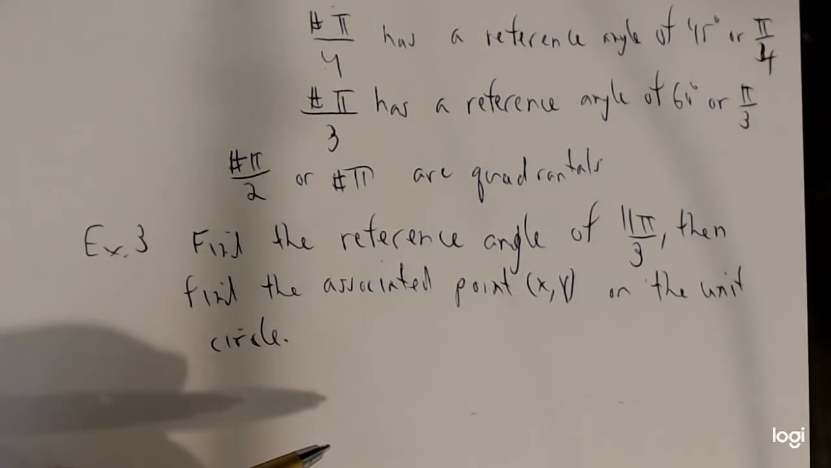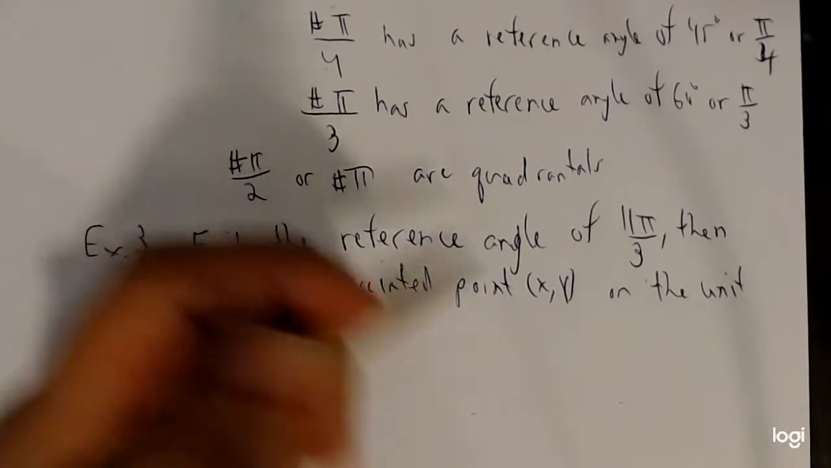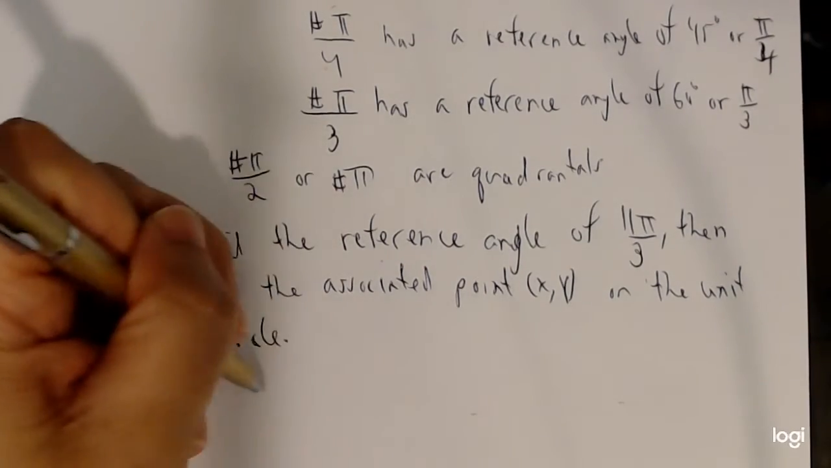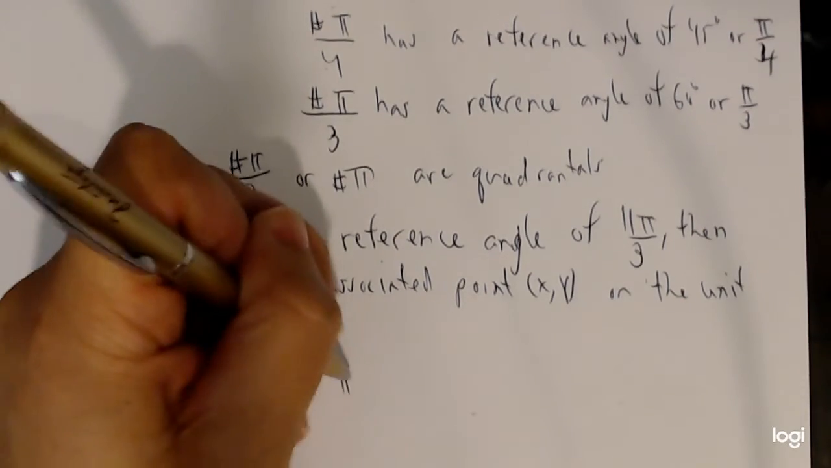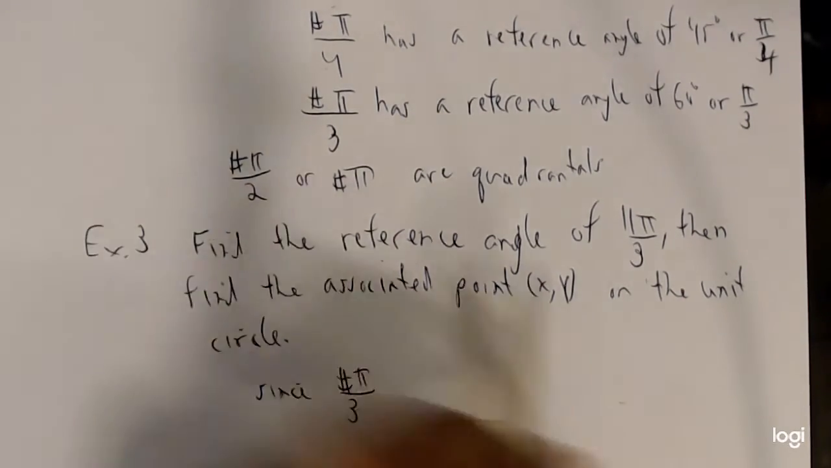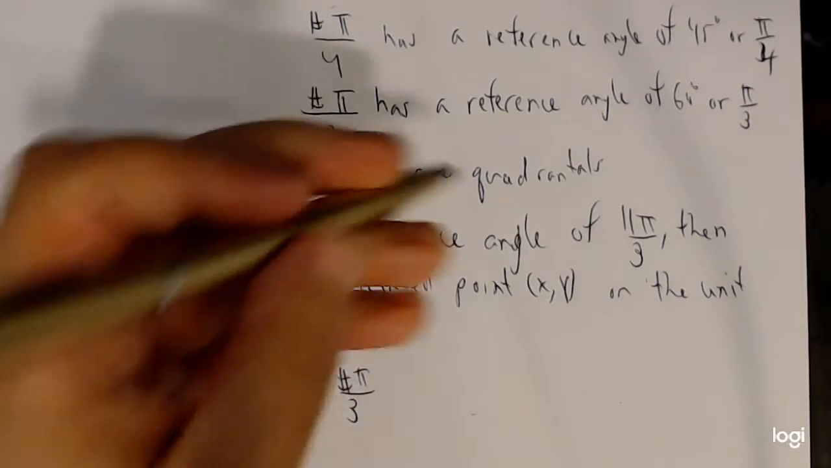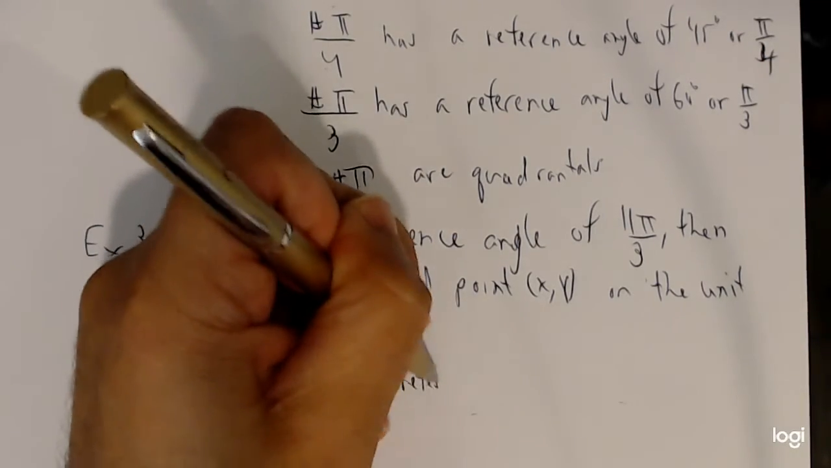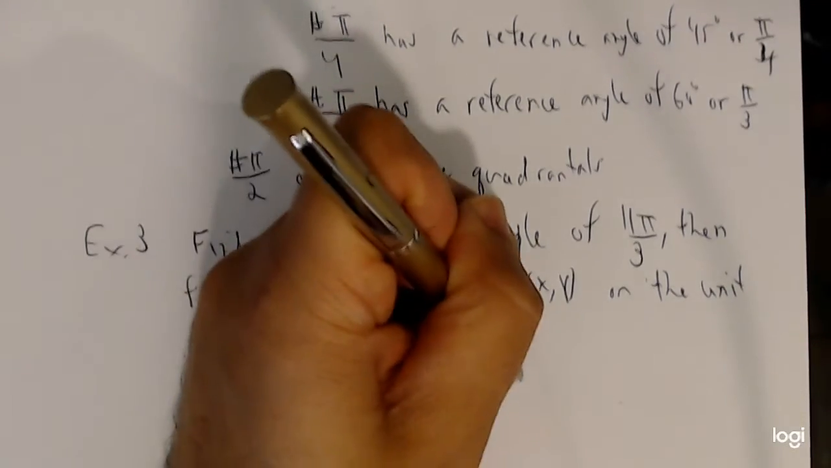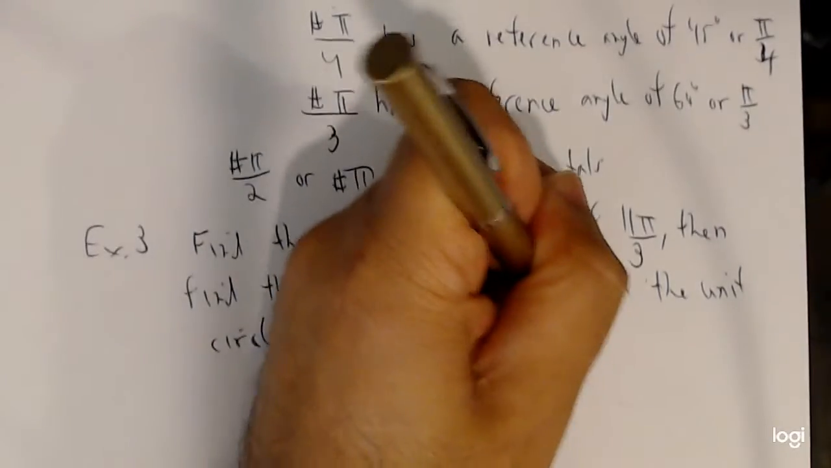So here's what we know. What's the reference angle of this? Since it's a number pi over 3, and that's in simplest form, I can't simplify that anymore. The reference angle is what? 60 degrees.